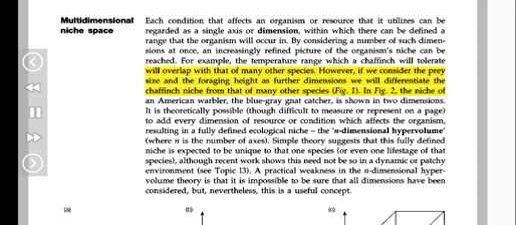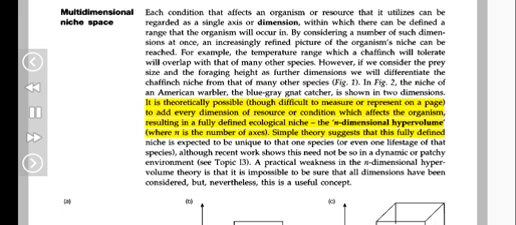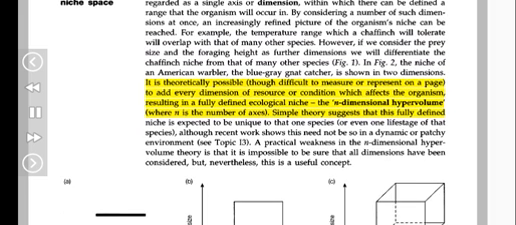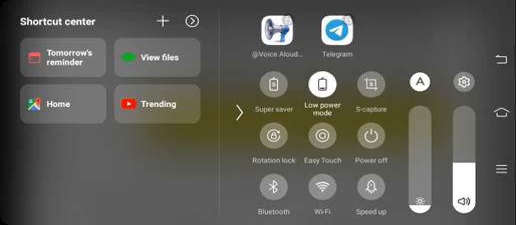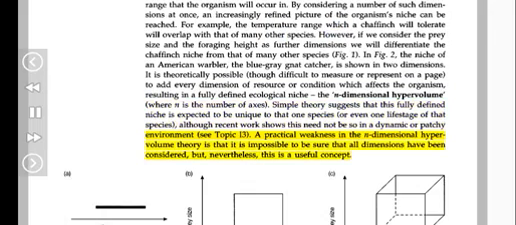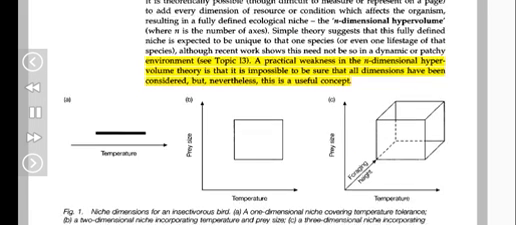In Fig. 2, the niche of an American warbler, the blue-gray gnatcatcher, is shown in 2 dimensions. It is theoretically possible, though difficult to measure or represent on a page, to add every dimension of resource or condition which affects the organism, resulting in a fully defined ecological niche, the n-dimensional hypervolume, where n is the number of axes. Simple theory suggests that this fully defined niche is expected to be unique to that one species, or even one life stage of that species, although recent work shows this need not be so in a dynamic or patchy environment. See topic 13. A practical weakness in the n-dimensional hypervolume theory is that it is impossible to be sure that all dimensions have been considered, but, nevertheless, this is a useful concept.